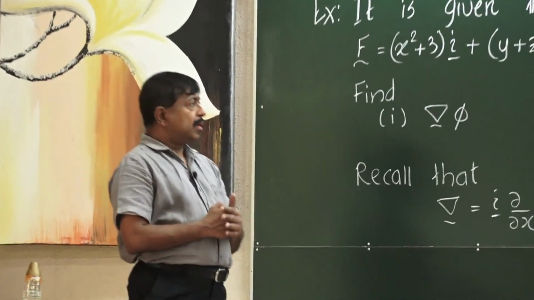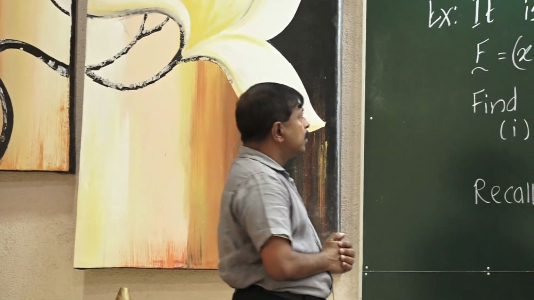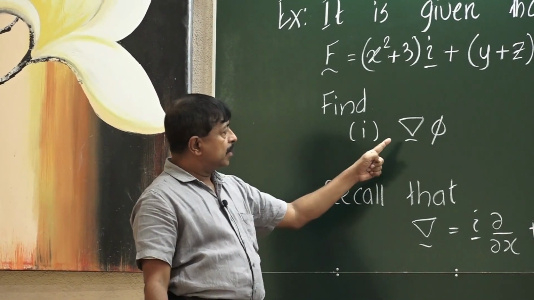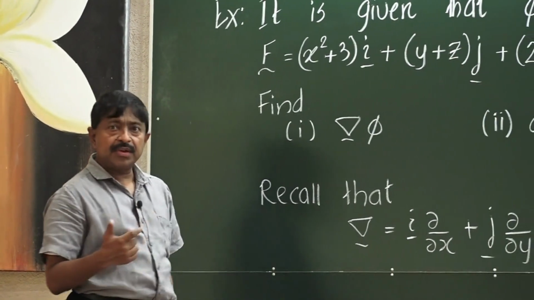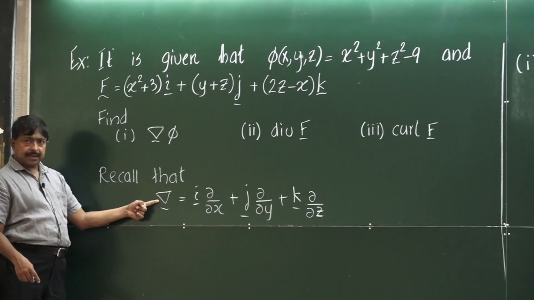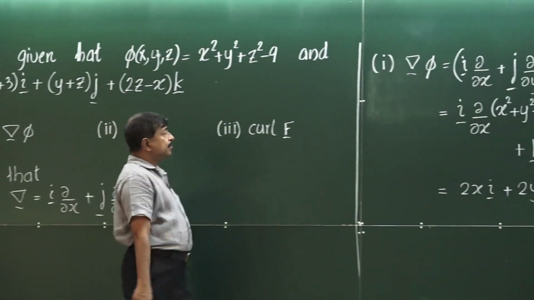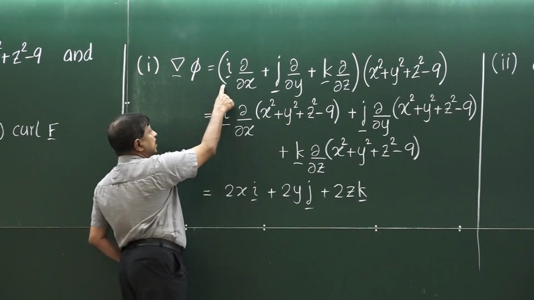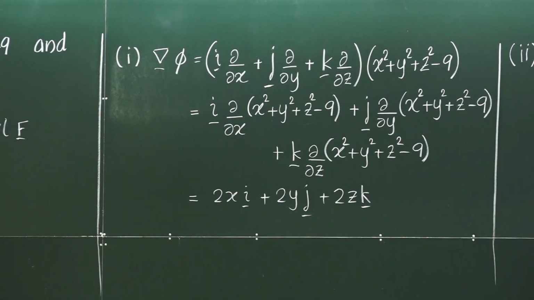All right. Now, this is a straightforward problem. In this case, we just try to find grad phi, div f and curl f once f and phi are given. Recall that the gradient operator is this one. Now, if we switch to the first problem, grad phi, you write the grad operator first and then the function phi.